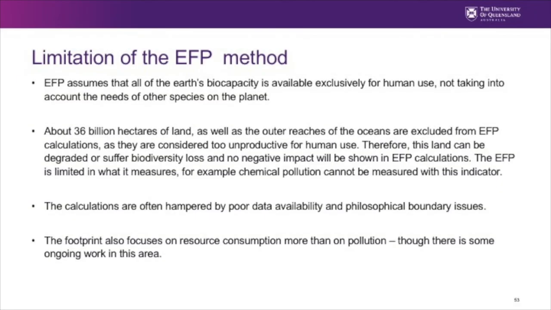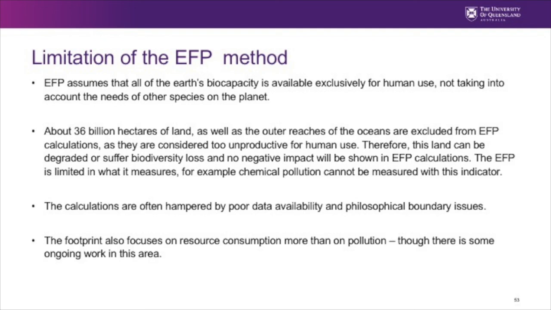Ecological footprint is a good way of measuring sustainability when we focus on humanity or the wellness of humanity. But there are some criticisms about this analysis because it really focuses only on the human needs. So when we look at the calculations of biocapacity of the Earth, this is based directly on what is useful for humans. But there are some lands that are considered unproductive for human use. Also, they are very important. And this land can be degraded or suffer biodiversity loss. And this will not be reflected in the ecological footprint calculations.